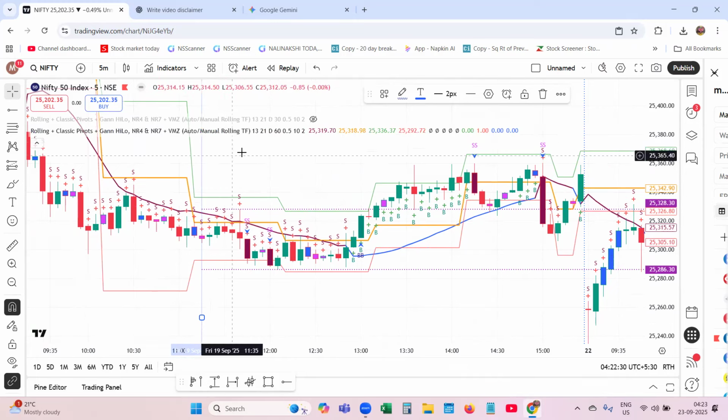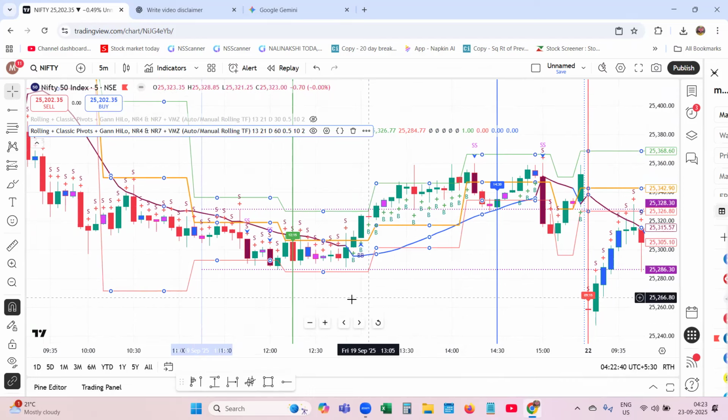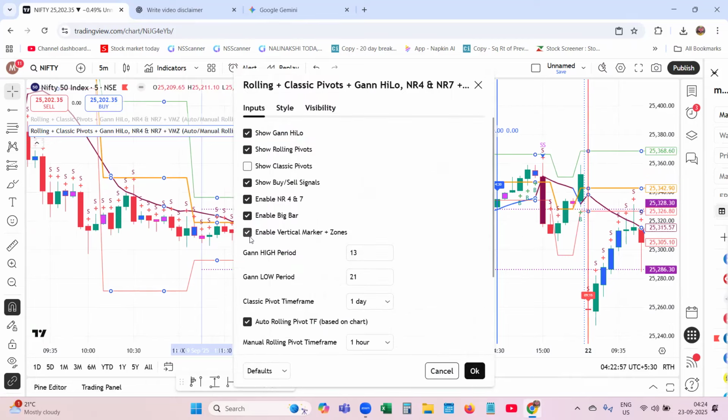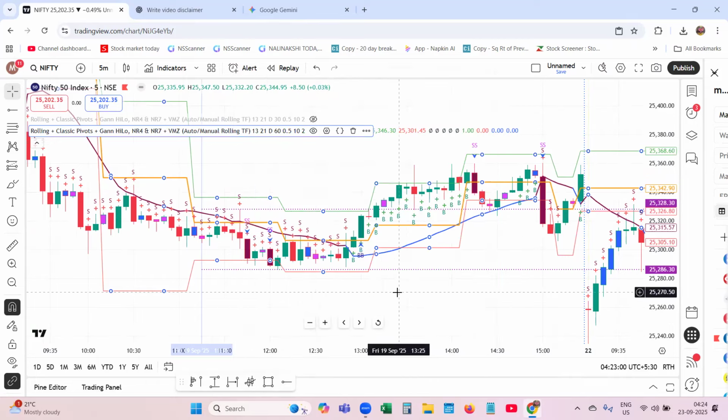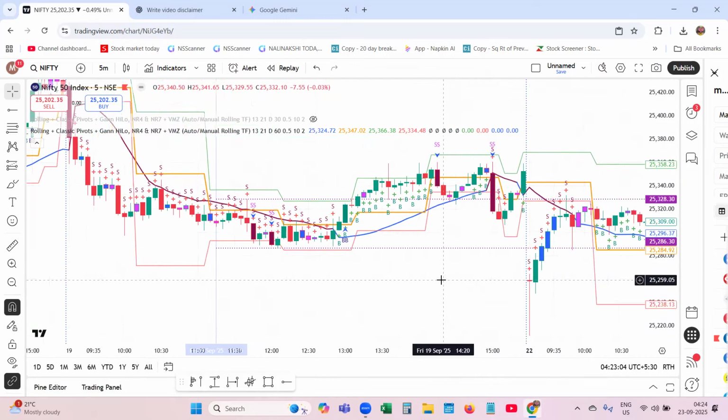In this indicator, there is a timestamp also. I'm going to enable timestamp so that it will mark the 12:15, 9:15, and this blue line is 2:30. So red color is 9:30, like that it is going to mark. Let me disable that. You can enable and disable this. That is the beauty of this indicator. Whatever you want, you can enable.